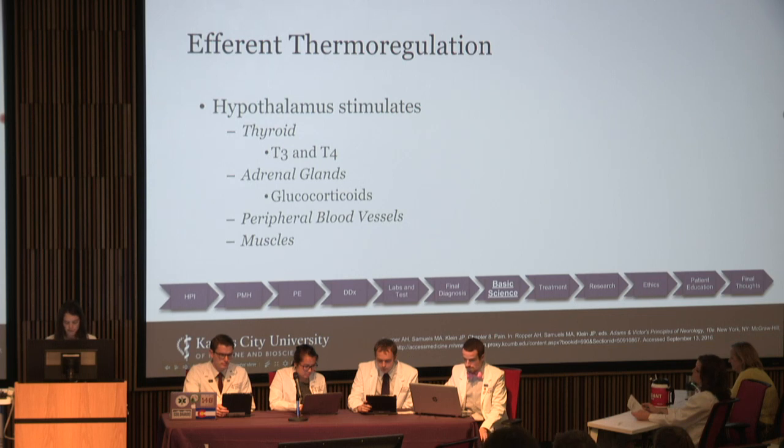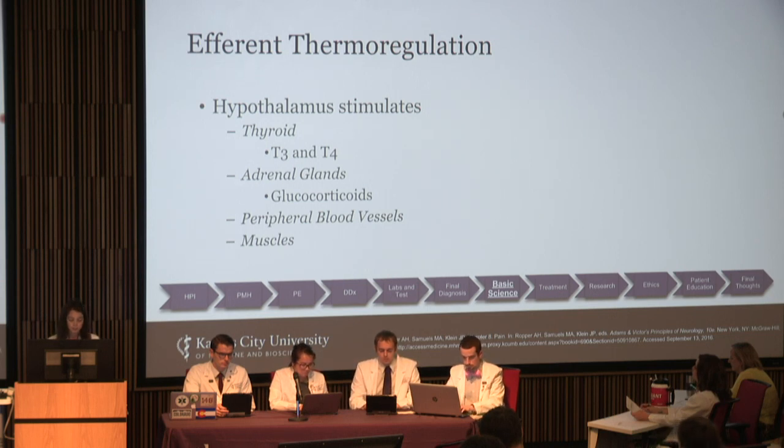The hypothalamus then stimulates the thyroid to release T3 and T4, thyroid hormones that induce metabolic events to increase the body's temperature. The adrenal glands are also stimulated to release glucocorticoids, which release glucose to increase metabolic activity of the body. The peripheral vessels are stimulated to vasodilate, which shunts blood to the body's core, increasing the temperature.